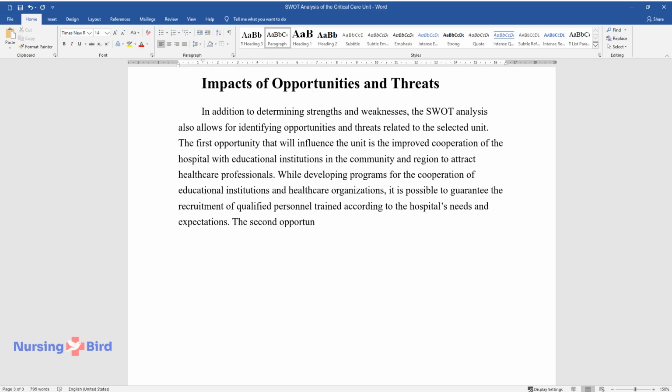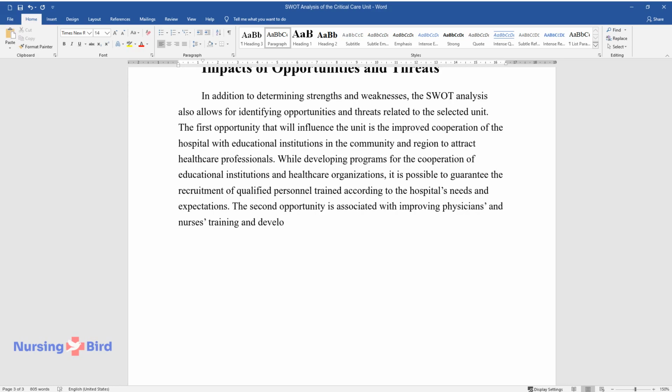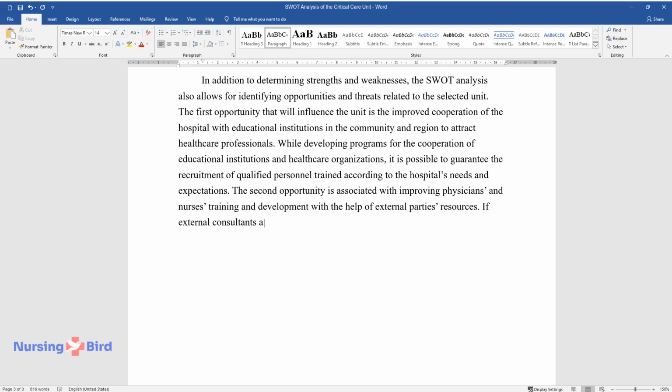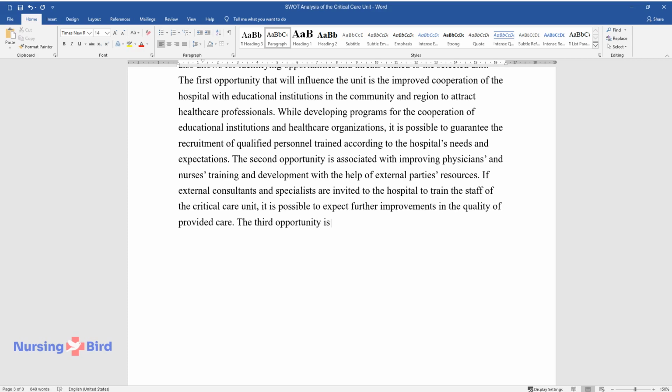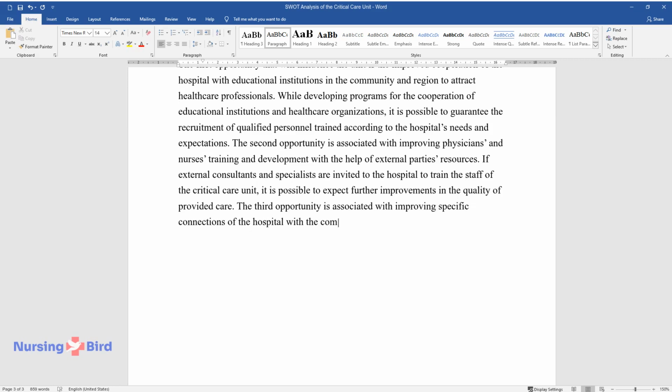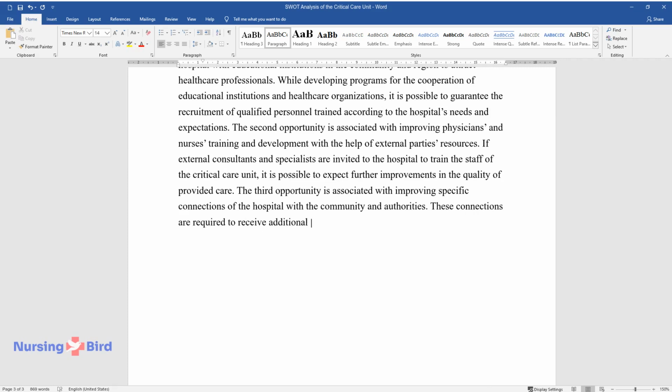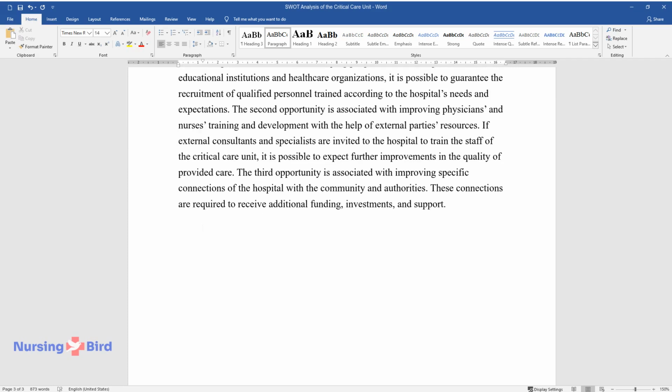The second opportunity is associated with improving physicians and nurses' training and development with the help of external parties' resources. If external consultants and specialists are invited to the hospital to train the staff of the critical care unit, it is possible to expect further improvements in the quality of provided care. The third opportunity is associated with improving specific connections of the hospital with the community and authorities. These connections are required to receive additional funding, investments, and support.